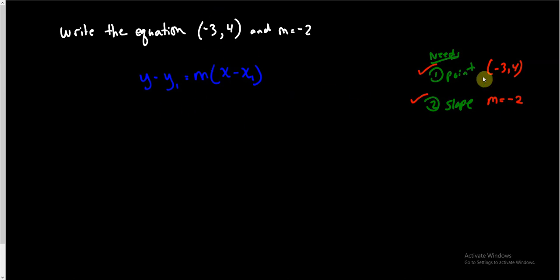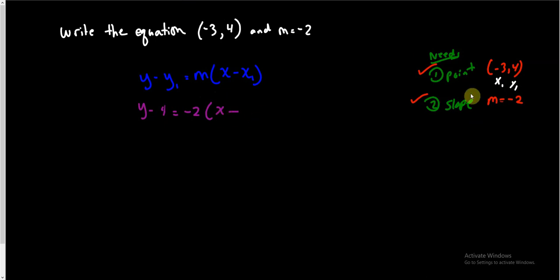So let's plug in these things. If you remember some of my style here, you may want to label these as your x1, y1. And then that should help in the plugging in process. So y minus, what is y1? 4 equals m. What's my slope? Negative 2.